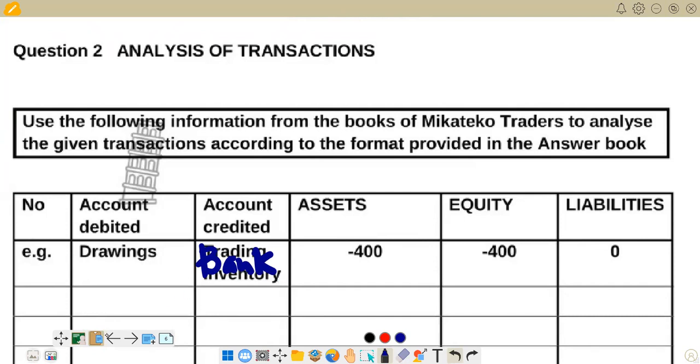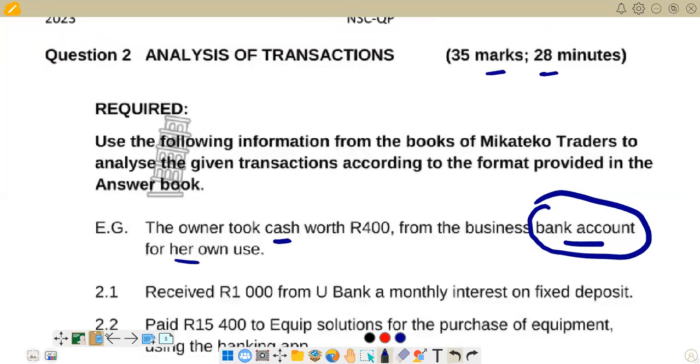Then we go to the ones that we are supposed to put in the answer sheet. 2.1 is the first one, which says: received 1,000 rands from the bank, a monthly interest on a fixed deposit. So when we have interest on a fixed deposit, this is income. Whenever we see interest on fixed deposits, we treat it as income.